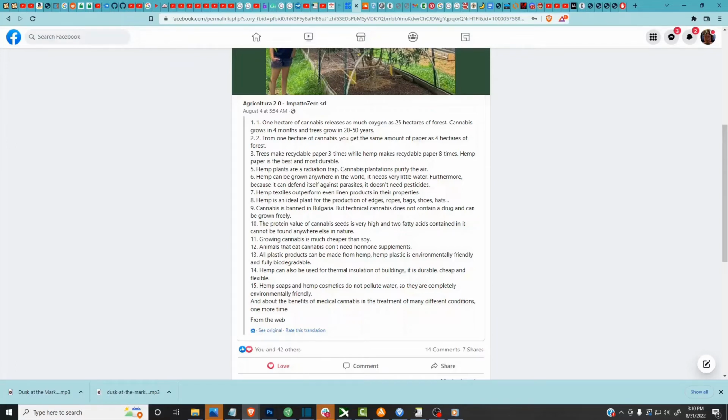The protein value of hemp seeds is very high, and 2 fatty acids contained in it cannot be found anywhere else in nature. Hemp can be also used for thermal insulation of buildings. It is durable, cheap, and flexible. Hemp soaps and hemp cosmetics do not pollute the water, so they're completely environmentally friendly. So as you can see, not only is this a better alternative to wood, but it also has a bunch of other great properties as well.